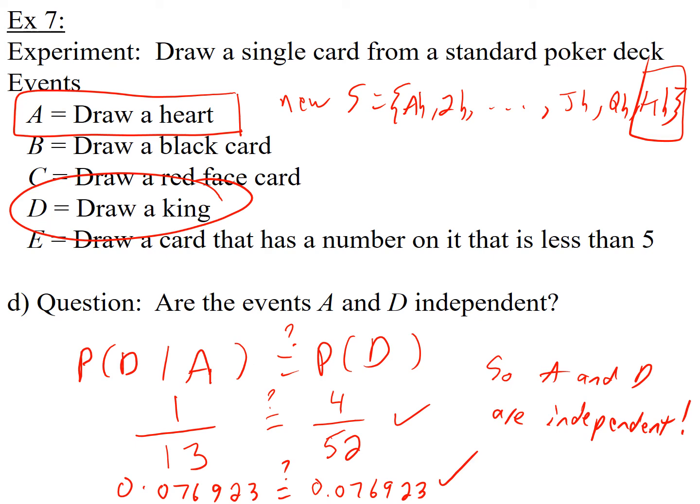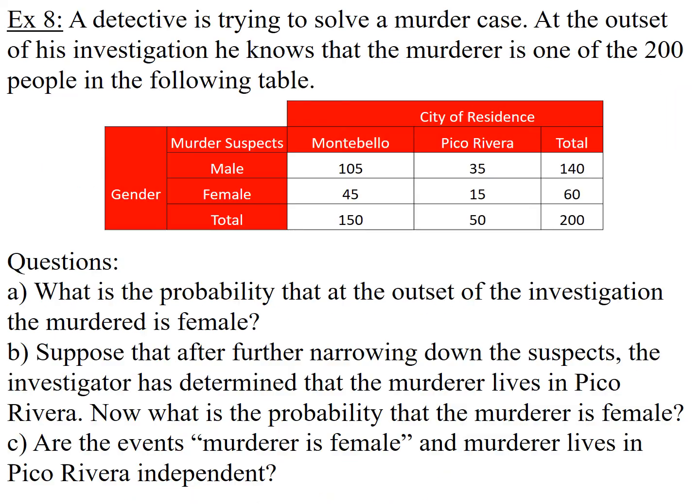Okay, let's look at example 8. Okay, a detective is trying to solve a murder case. At the outset of his investigation, he knows that the murderer is one of the 200 people in the following table. So apparently the murderer is either male or female, and either from Montebello or Pico Rivera. I made the table red, incidentally, just so you can get in the murder mystery mood.